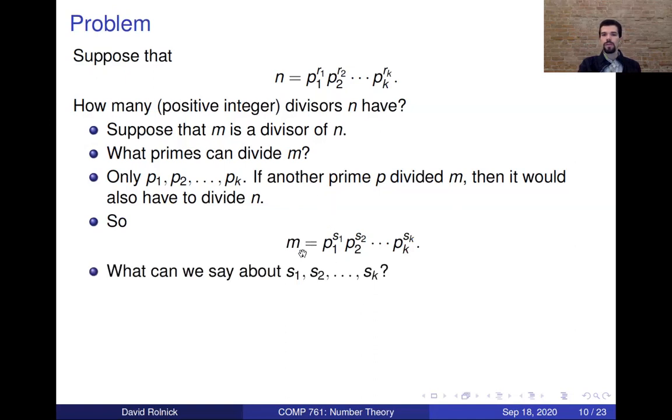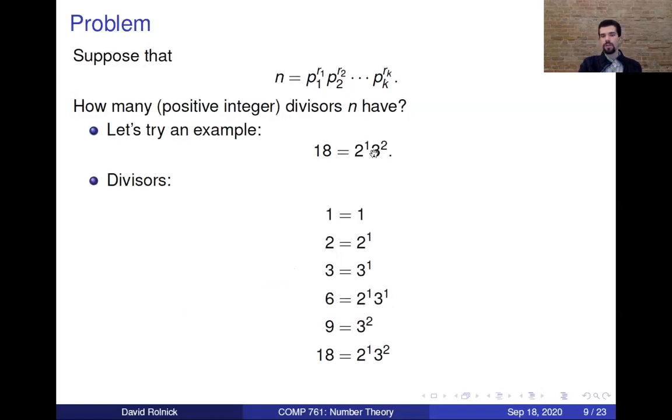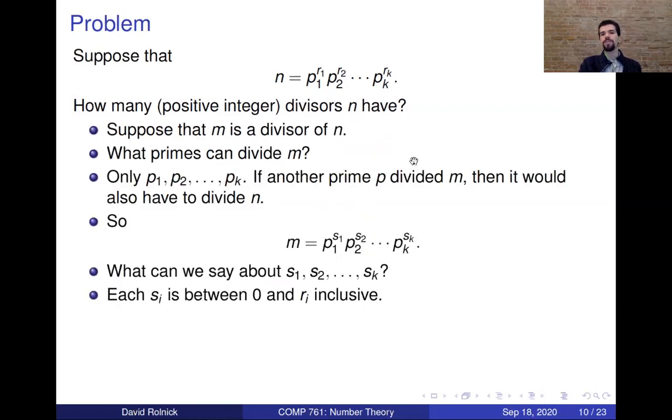Yeah, so as some people are suggesting, we know that each S sub i is between 0, if that prime just doesn't occur, and R sub i. The maximum that it could be is R sub i. So, going back to our previous example, we could pick 2 to the 0, 3 to the 1 here. We could pick 2 to the 0, 3 to the 2. We could pick 2 to the 1, 3 to the 2, and so on. So each individual exponent can be between 0 and the max exponent R sub i.